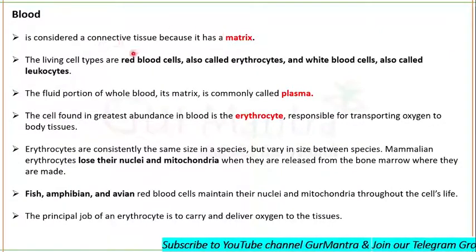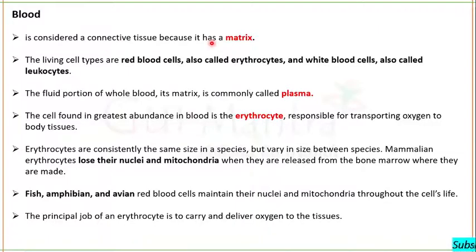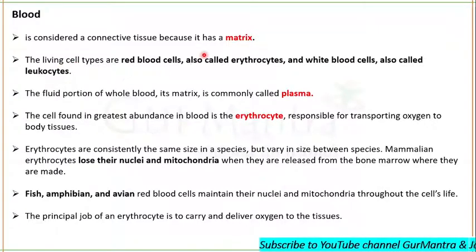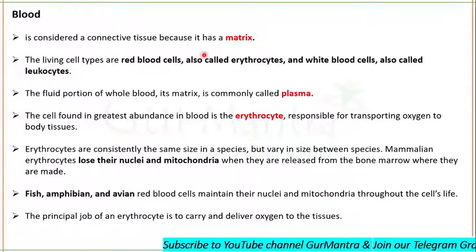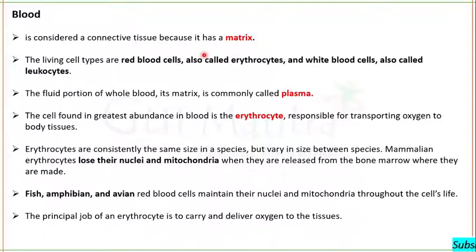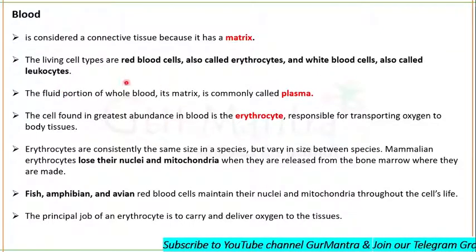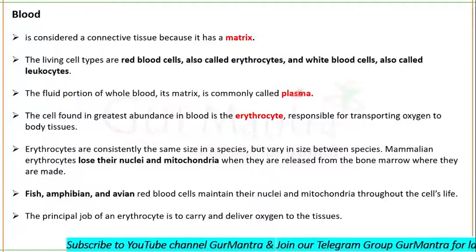Now let's talk about our liquid connective tissue, which is blood. Blood is called a connective tissue because it has a matrix. In blood you will see some living cells like red blood cells, which are living but lack a nucleus. These are also called erythrocytes. White blood cells are also known as leukocytes. The major portion of whole blood is matrix and is called plasma.